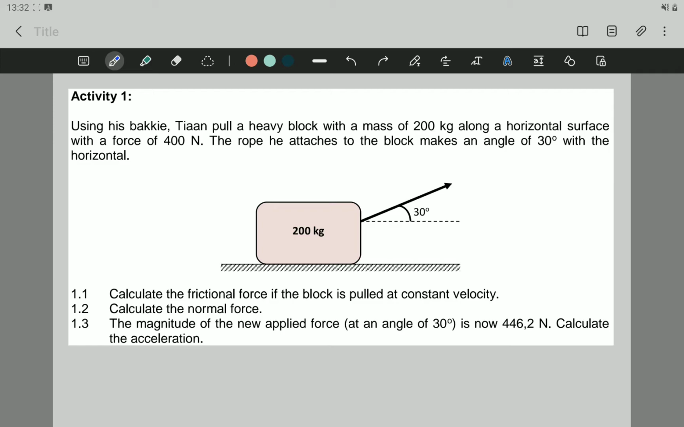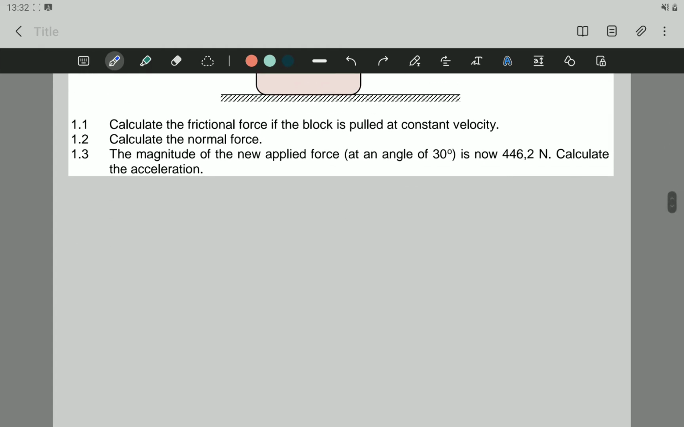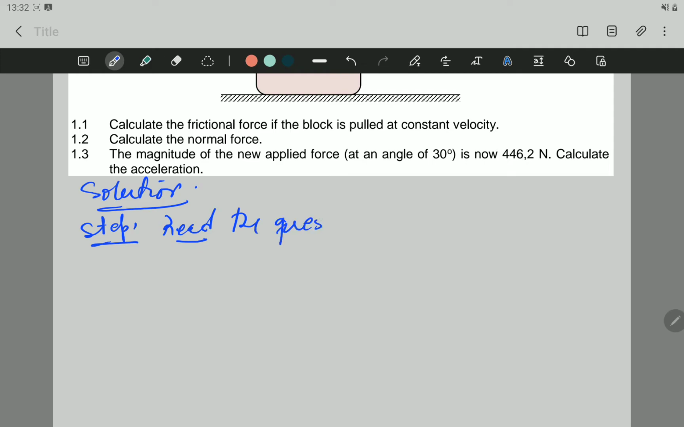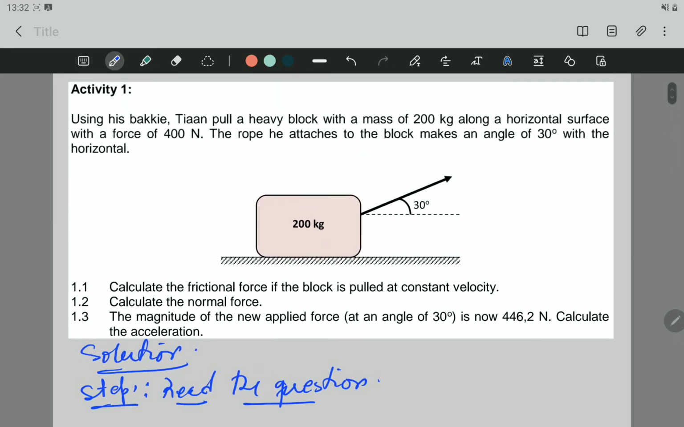Okay, so when you solve problems related to Newton's law, we have steps to follow. So let's go to step 1. Now step 1 is to read. You have to read the question as many times as you need so you can understand the question.